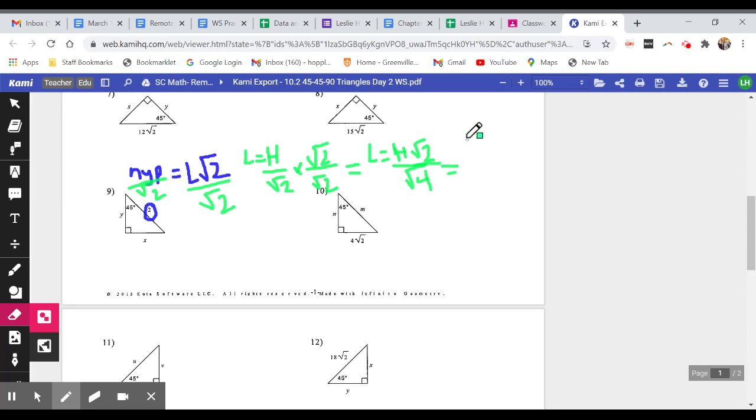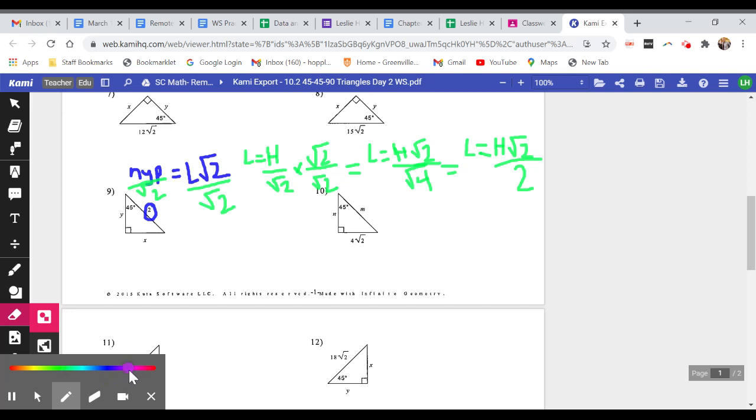So the formula you need for a leg, like I said, it's complicated, but once you figure it out, you get it, is h, or your hypotenuse, times root 2 divided by 2. So now let's apply that to number 9.